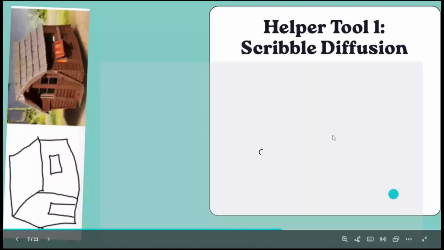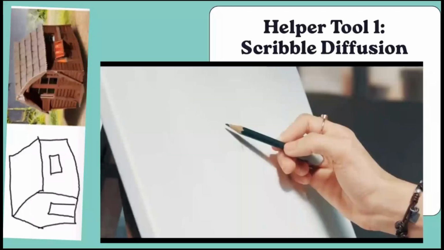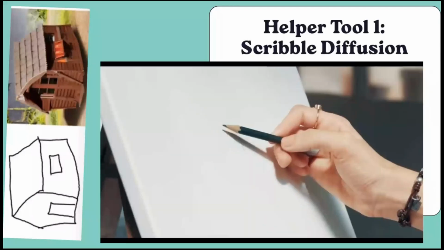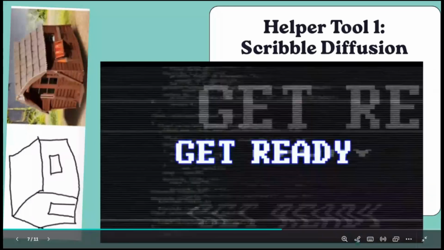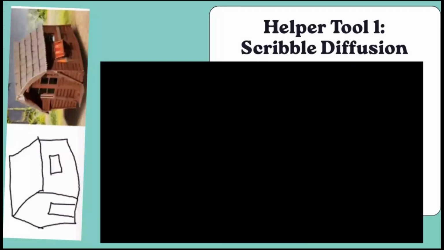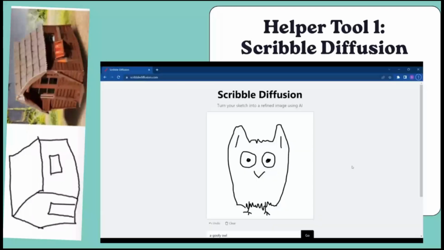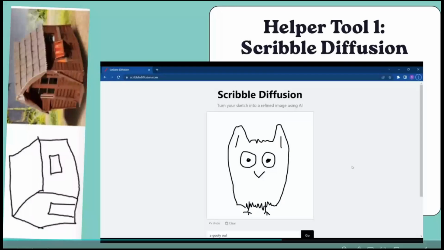Close your eyes and imagine a blank canvas where your wildest ideas take shape with a simple stroke of a pen. Now, what if I told you there's a tool that can transform your sketches into refined images, bringing your imagination to life? Get ready to witness the magic of Scribble Diffusion, the ultimate AI-powered tool for turning your sketches into stunning images. Introducing Scribble Diffusion, where creativity meets artificial intelligence. With just a sketch and a click of a button, you can turn your raw, artistic expression into a refined image that will leave you in awe.